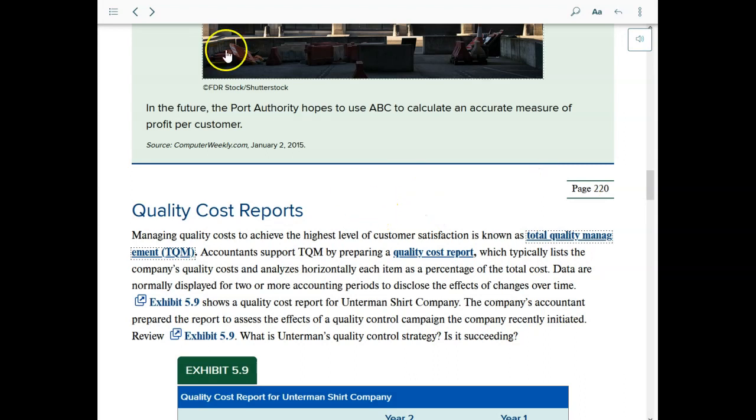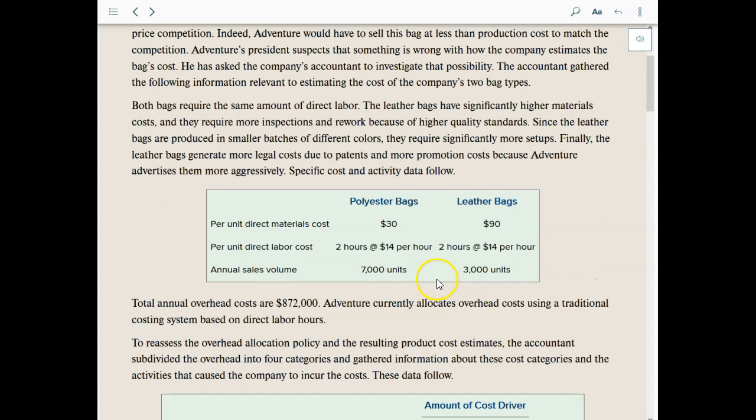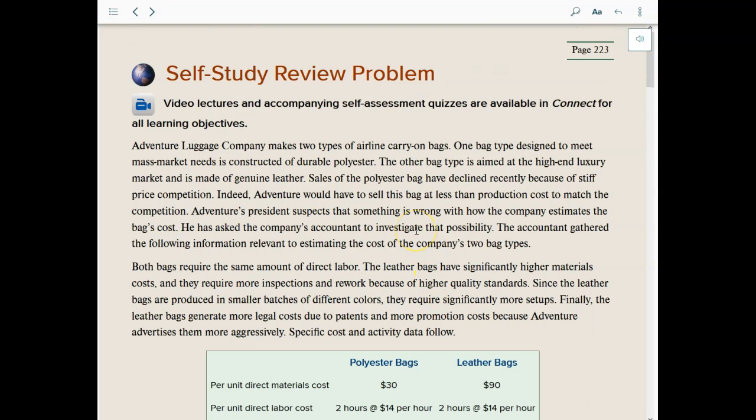Close this, go to the next page, and we're at the end of the chapter. So, read through this self-study problem on your own. I'm going to hit the high points in this chapter. It's very detailed. You might have to watch this video again, but please go back and read the chapter and follow all the numbers through and all the examples.